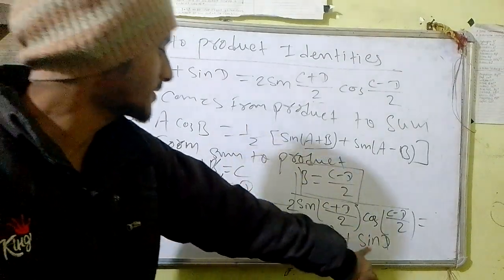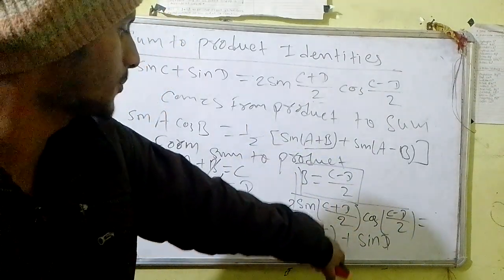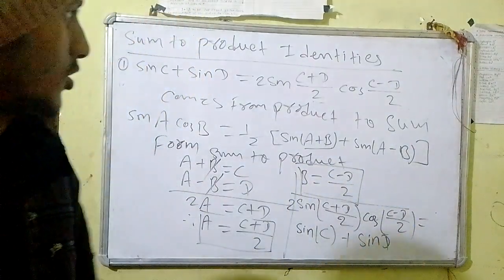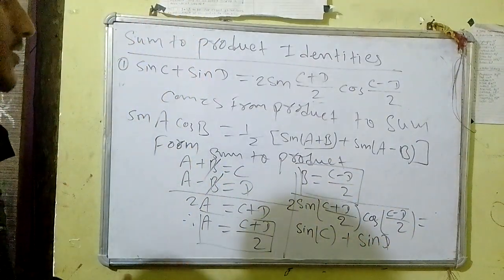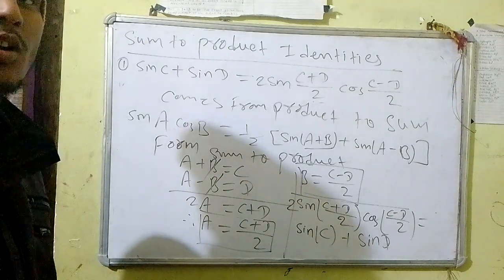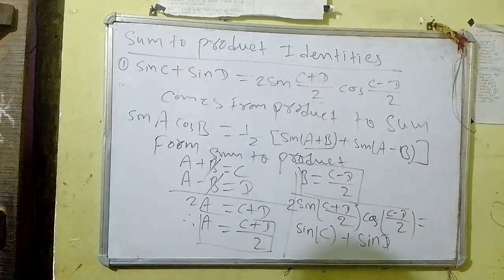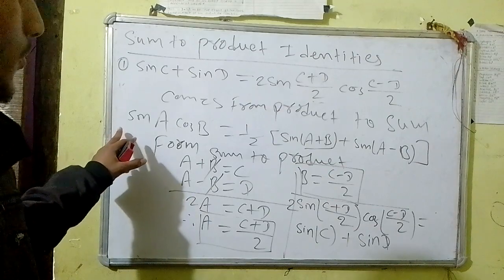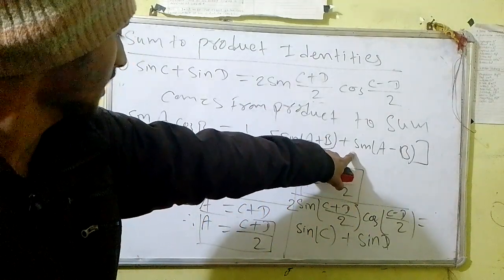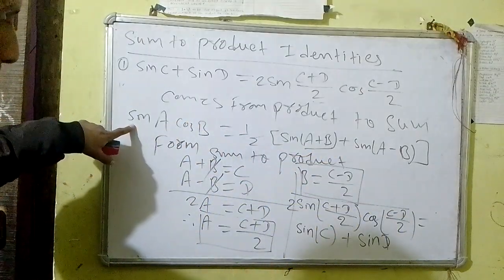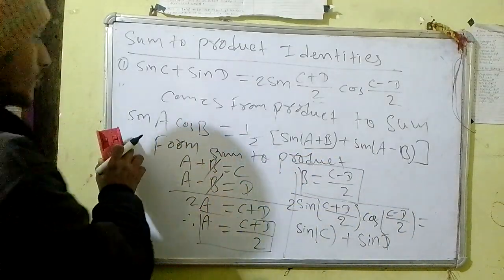It means sine c plus sine d is 2 sine c plus d over 2 times cosine c minus d over 2. So this is just the manipulation of the identities that we already know. The identities that we already know are just manipulated such that we are able to write from the right side to the left. So what result did we get from this?